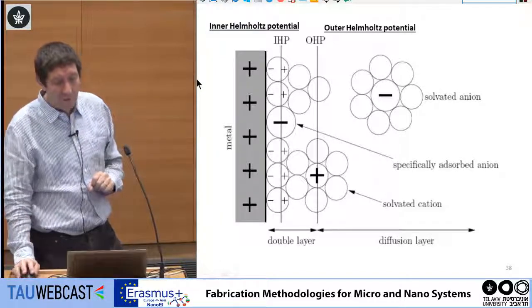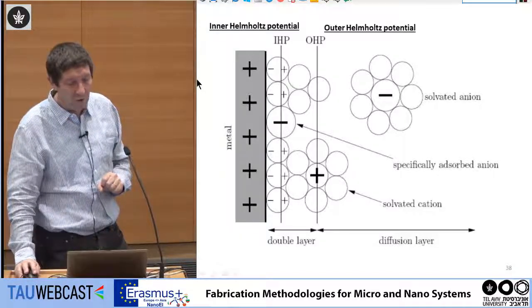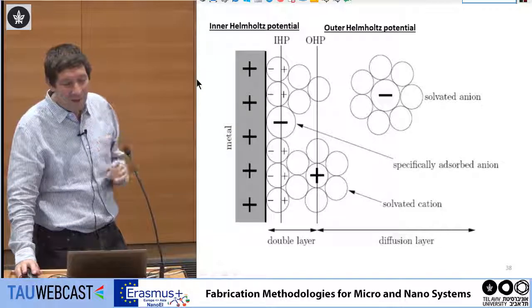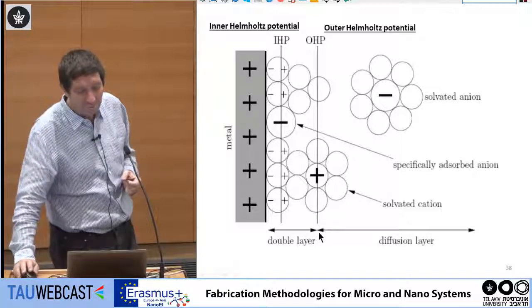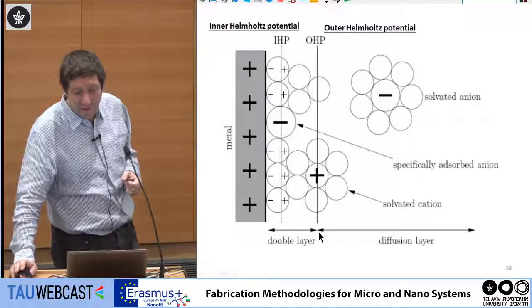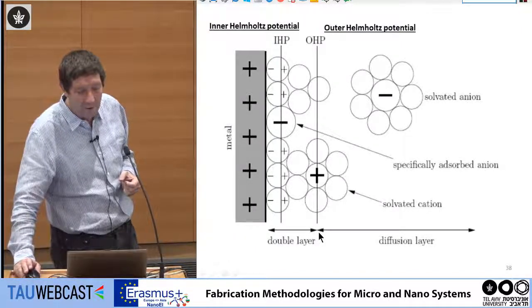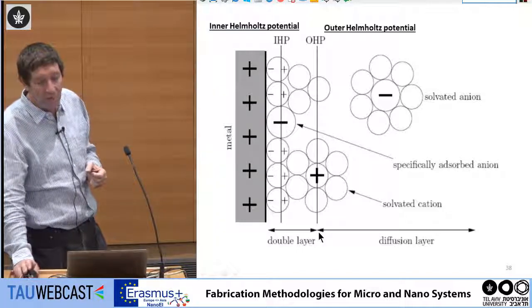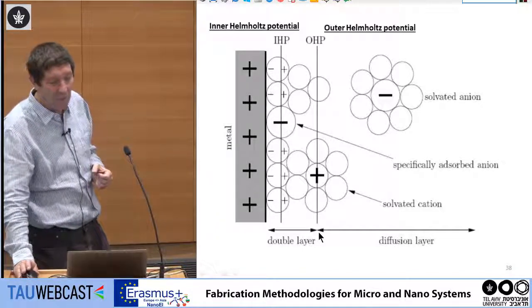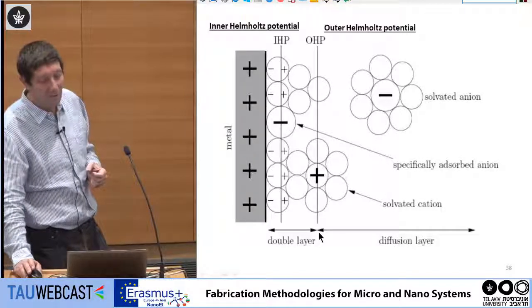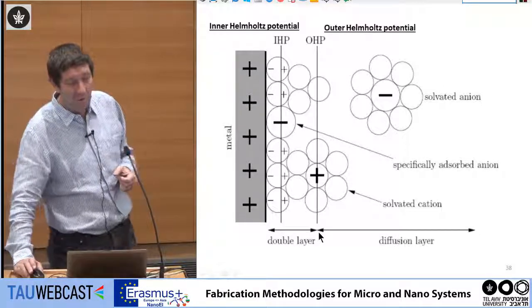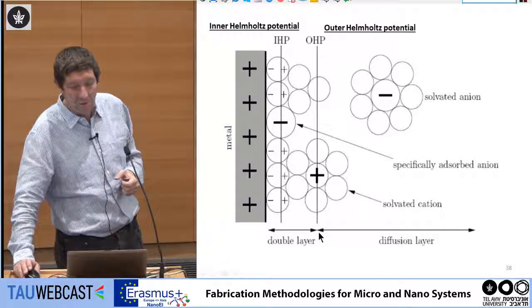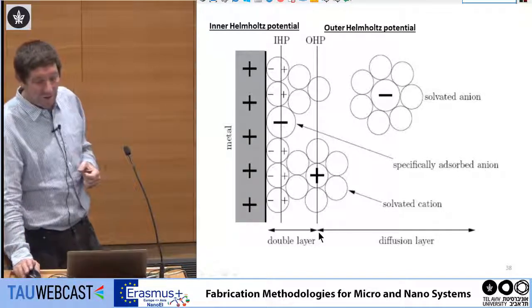So what happens when it reaches the surface? The negative charge will be attracted to the surface, but next to the surface there's not enough room. So this specifically adsorbed anion goes and is adsorbed to the surface. It loses a lot of the solvated ions because they are plus, this is minus, and the electrode is plus, so the plus attracts the negative and repels the positive. So next to the surface, the ion will lose some of its solvation.